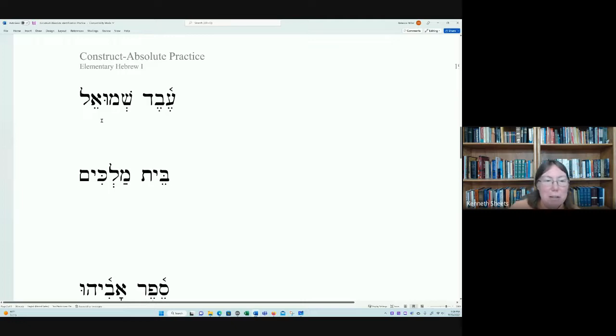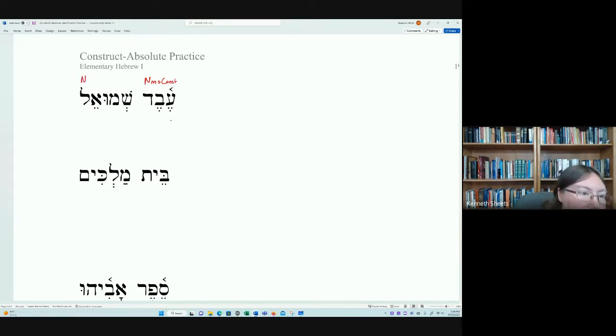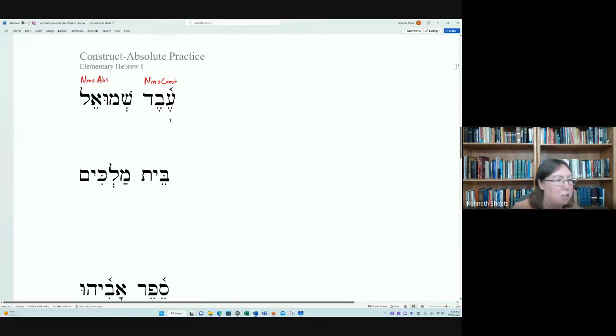So Eved Shemuel. So we saw Eved up above. So this is again another noun, masculine singular construct, and then we have Shemuel here, which is another noun, masculine singular, and it is absolute. And Shemuel here is the proper name Samuel. So absolute nouns are definite if they have the article, if they are a proper name, or if they are a pronoun. Well, Shemuel here is a proper name and thus definite.